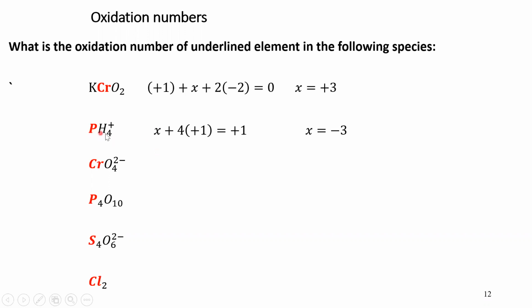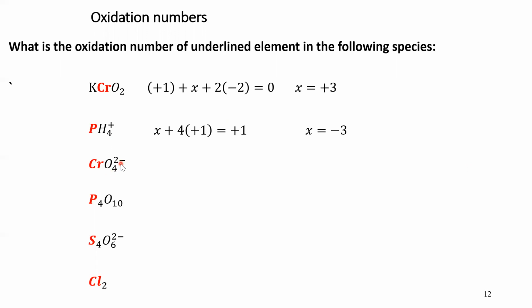X plus 4 times +1. Each hydrogen has an oxidation number of +1, and there are 4 of them. And the sum is +1. Okay, so I've got X plus 4 equals +1. I'm going to subtract 4 from both sides. So the oxidation number on phosphorus in this compound is -3. So let's see how you can do on your own.